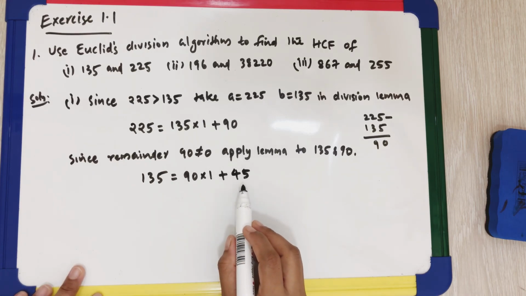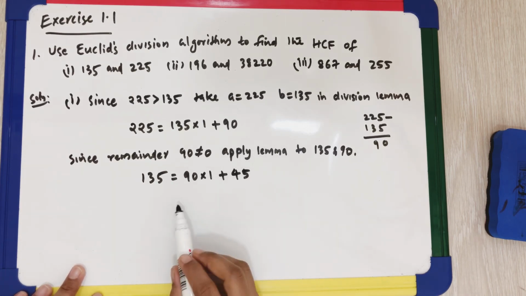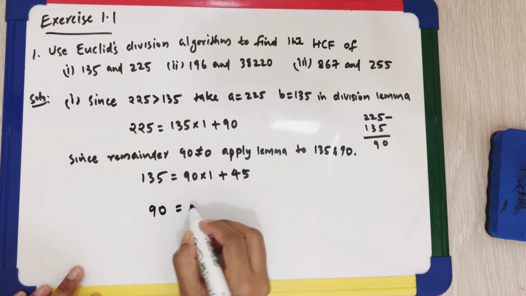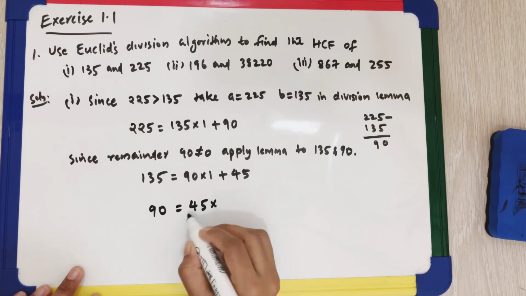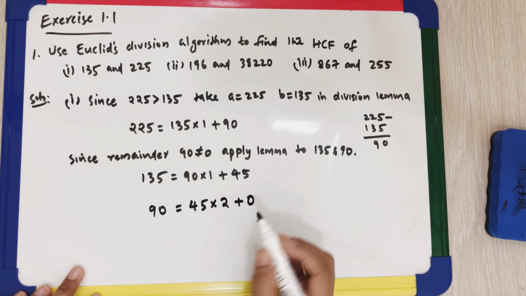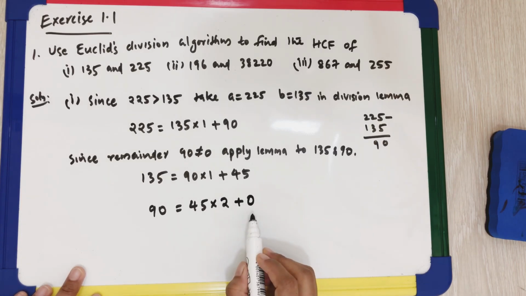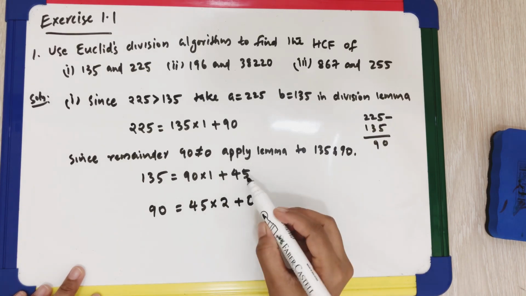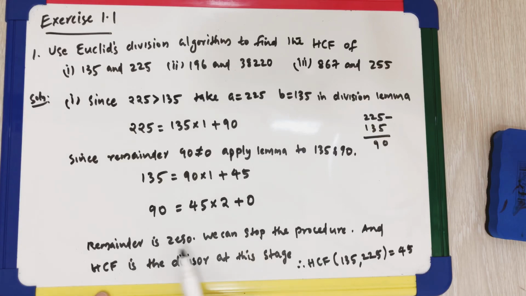Again, the remainder is non-zero. Therefore, we can apply Euclid's lemma to 90 and 45. Then we get 90 is equal to 45 into 2 plus 0. Here the remainder is 0. Therefore, we can stop the procedure, and the HCF is the divisor at this stage. That is, the HCF of 135 and 225 is equal to 45.